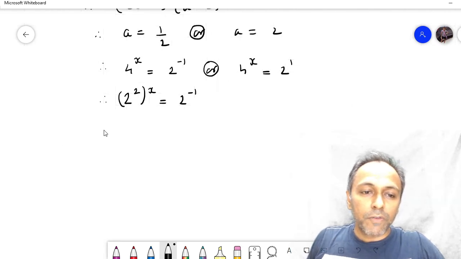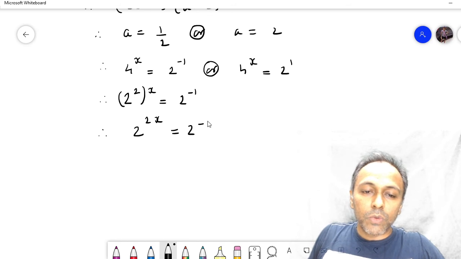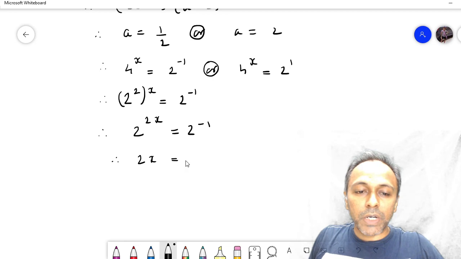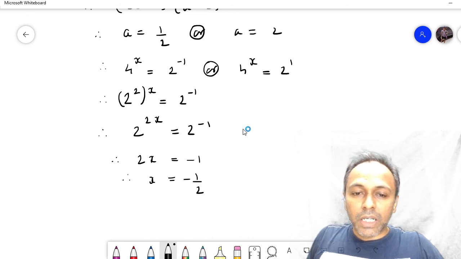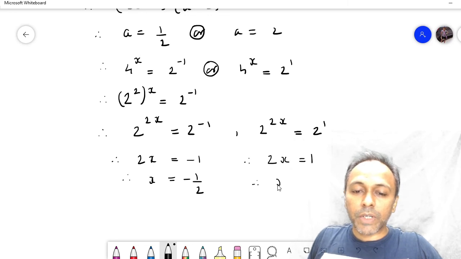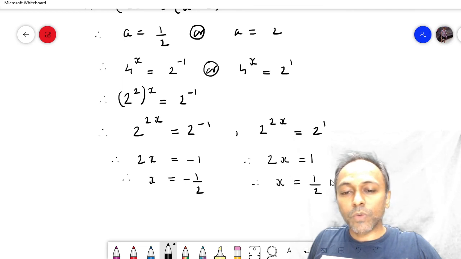This can be written as, therefore 2 raised to 2x is equal to 2 raised to minus 1. Therefore because the bases are same, powers can be equated. So we obtain x is equal to minus 1 upon 2. And here similarly we will get 2 raised to 2x is equal to 2 raised to 1. Therefore again bases are same, powers can be equated. So 2x is 1, therefore x is equal to 1 upon 2.